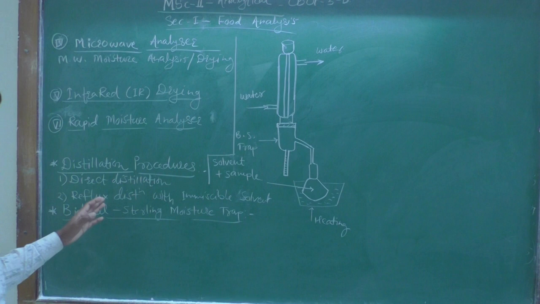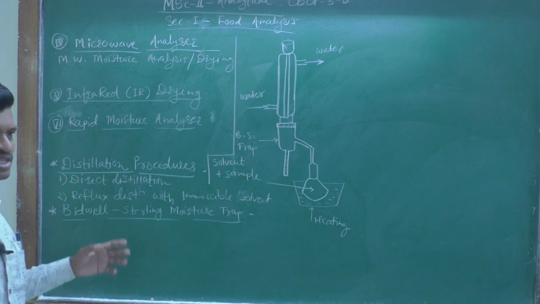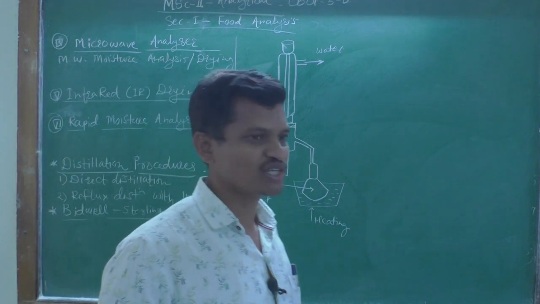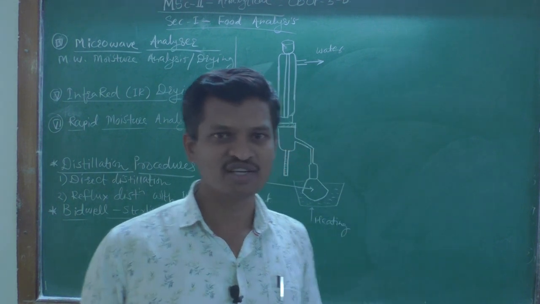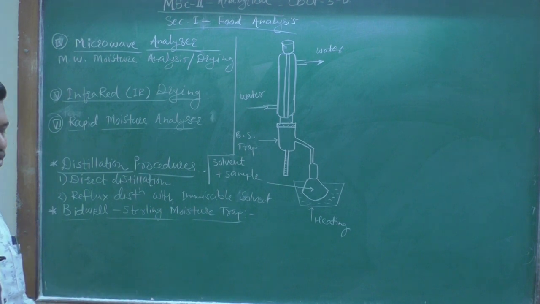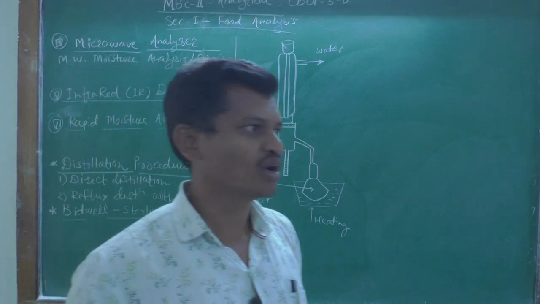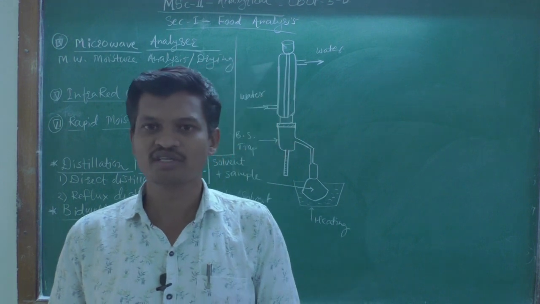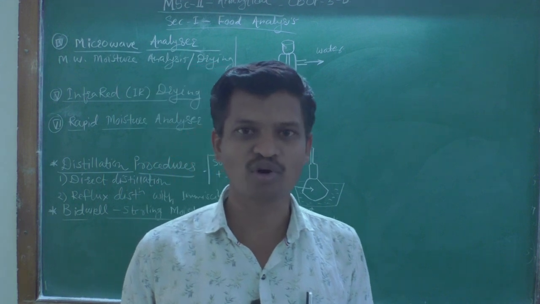The second one is called reflux distillation with immiscible solvent. Reflux distillation is generally done with some food samples, because in this case a very small amount of moisture, if present in your food sample, can be trapped or analyzed with the help of the reflux distillation technique. Generally the solvents used have a lower boiling point or a higher boiling point than water.